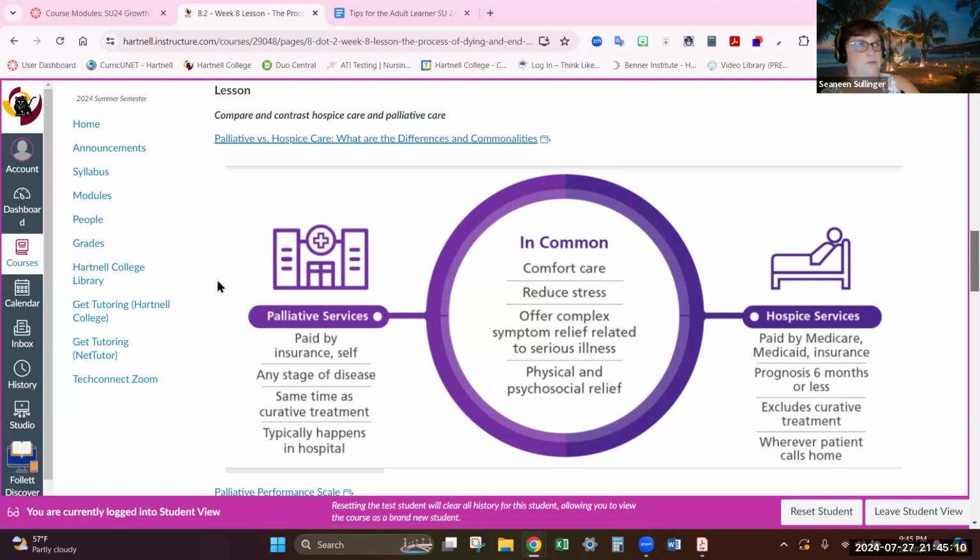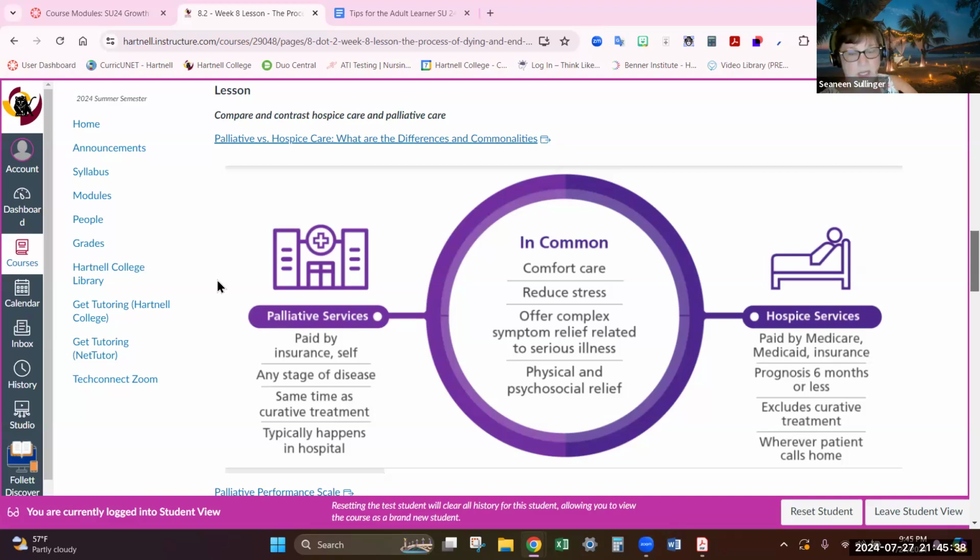And that can be at any stage of the disease. It can be when you first find out you have the disease. It can be towards the end. It's the same time as curative treatment. So say if you have cancer and you're going through chemo or radiation, those types of things, you can have palliative care at that time. You cannot be on hospice care because those are curative treatments, but you can be on palliative care. And the palliative services typically happen in the hospital.